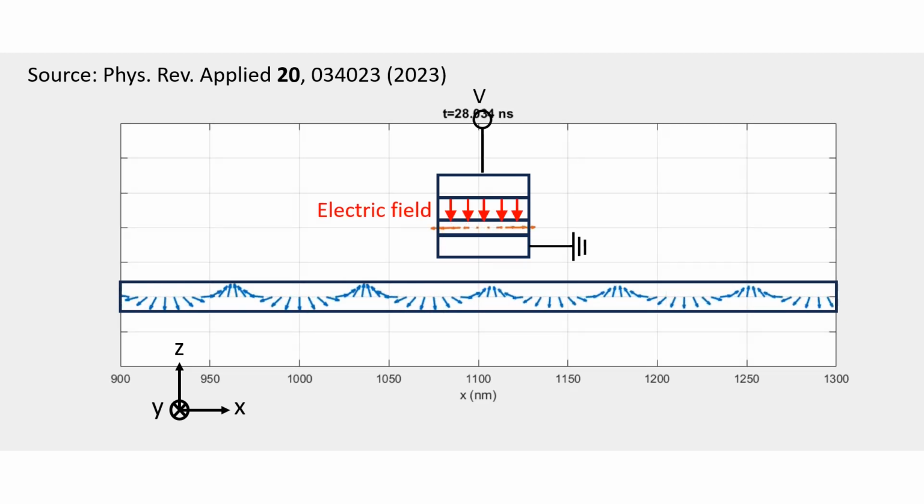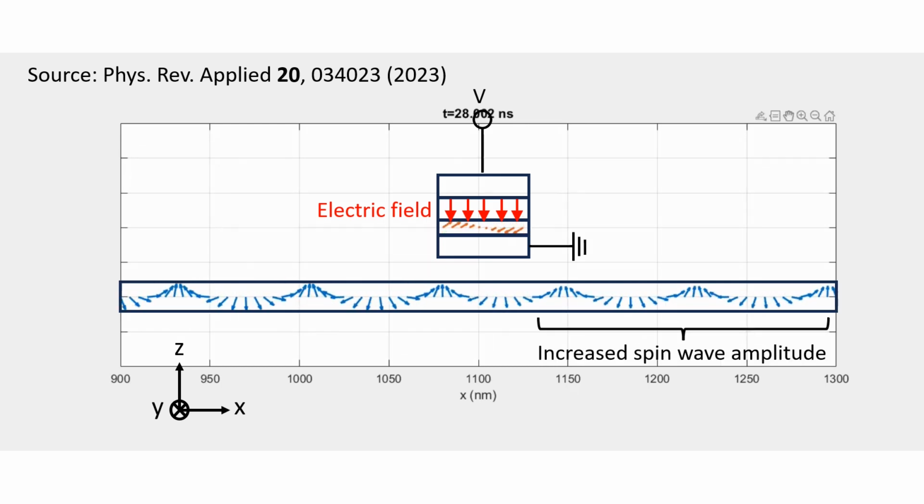And if we turn the voltage back on, again the cobalt iron boron stripe will be off resonance with respect to the spin wave in the yttrium iron garnet film. Therefore the transmitted spin wave amplitude to the right side of the film is increased again.